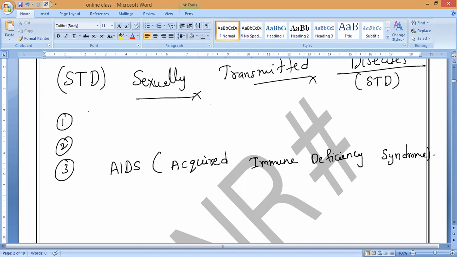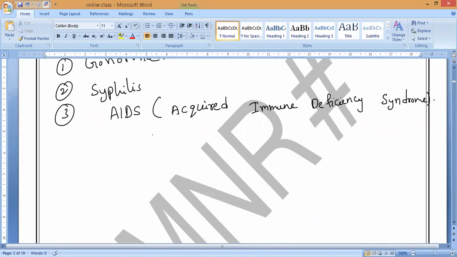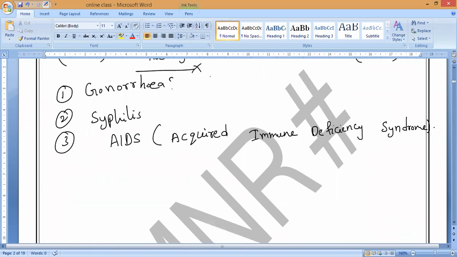The first one is gonorrhea, and the second is syphilis. These are the three common sexually transmitted diseases. Now let us see them one by one. Gonorrhea and syphilis are both caused by bacteria, and these bacteria spread through sexual contact with an infected person. The most common symptom is a burning sensation during urination.